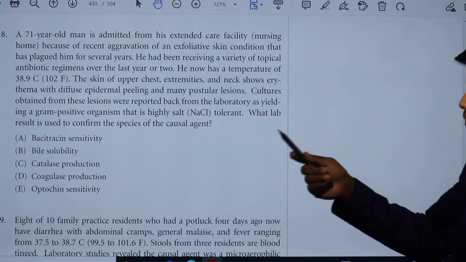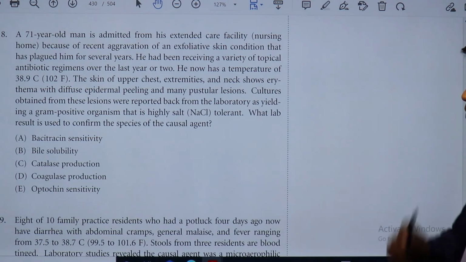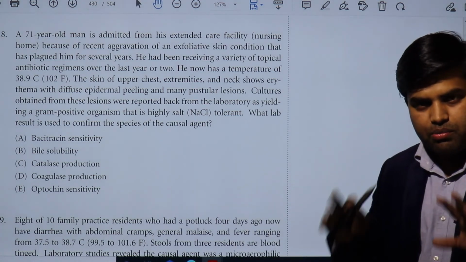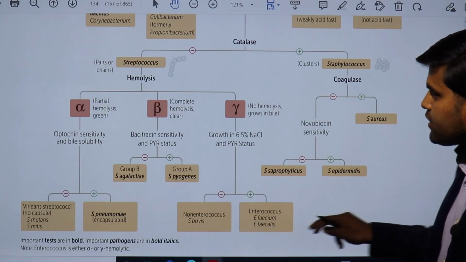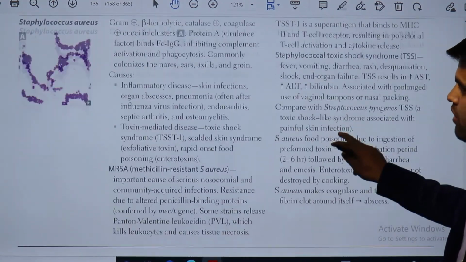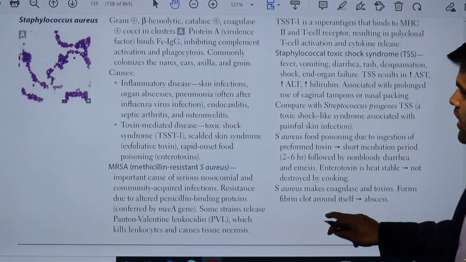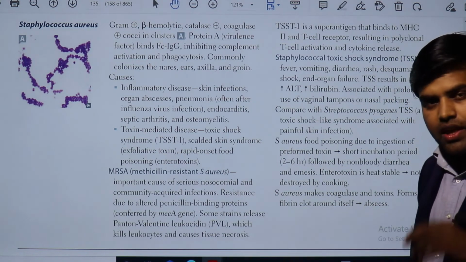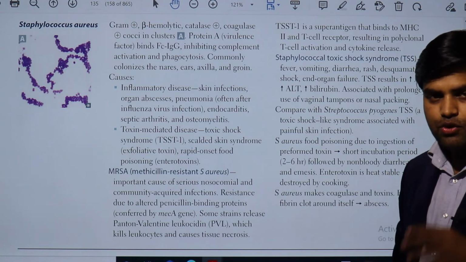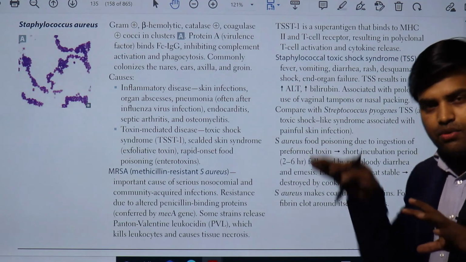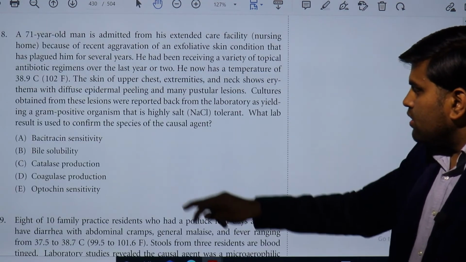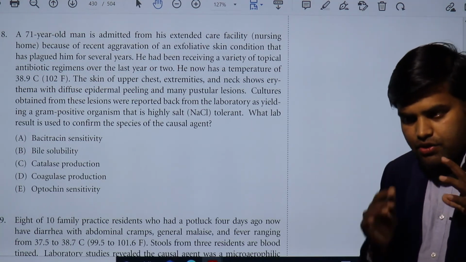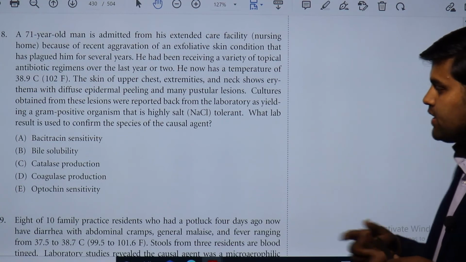And they are saying vancomycin sensitivity, bile solubility, catalase production, coagulase production, and optochin sensitivity. And we know Staphylococcus aureus will lead to this coagulase production. The coagulase test is the only test that leads to Staphylococcus aureus identification. And the disease is actually scalded skin syndrome, where the exfoliative toxin causes the peeling of your skin. So you reach the diagnosis: you have a gram-positive organism, and to the species level you have to do the coagulase test, and D is your answer. In this way, we can reach any question's answer easily.